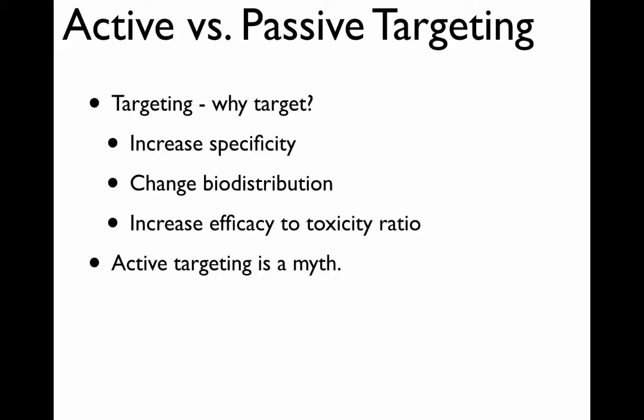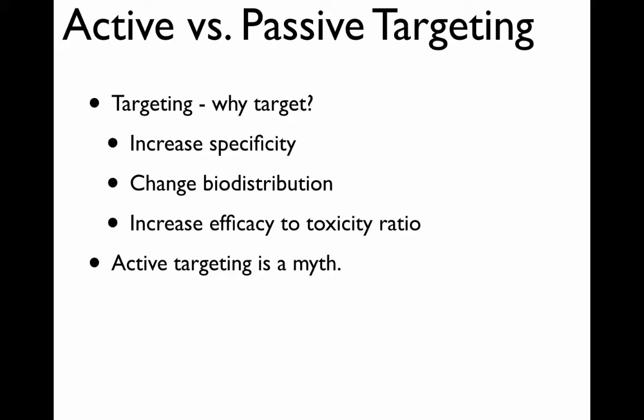Again, with nanoparticles, you cannot get rid of the kidney, the liver, spleen, the organs of the RES, but you can distribute them more into the tumor, for example, than into the liver and spleen, and even greater than in the passive targeting of the EPR effect. You can increase the efficacy to toxicity ratio, and so you can use much less drug in a targeted nanoparticle than you would use in a free drug, and hopefully that would decrease the side effects, the toxicity.